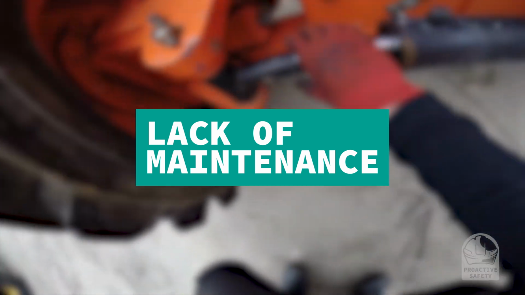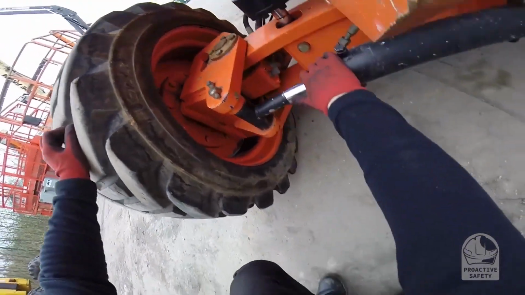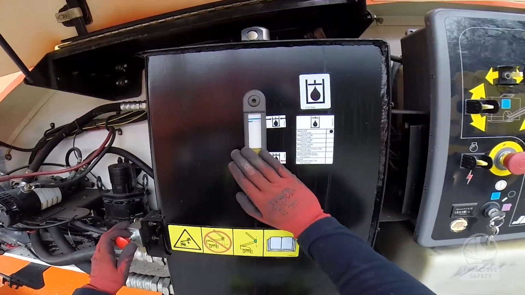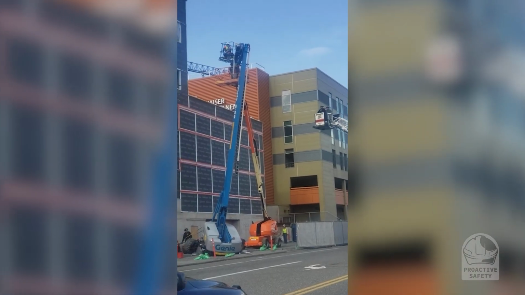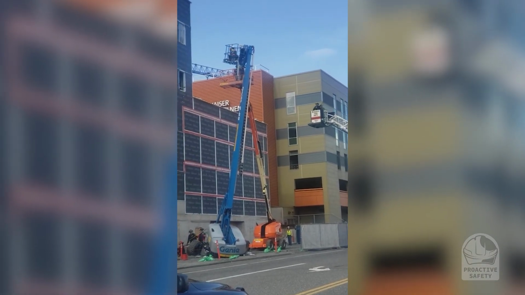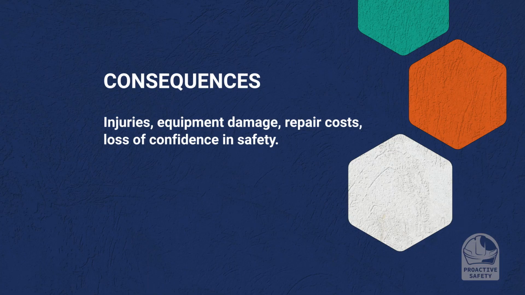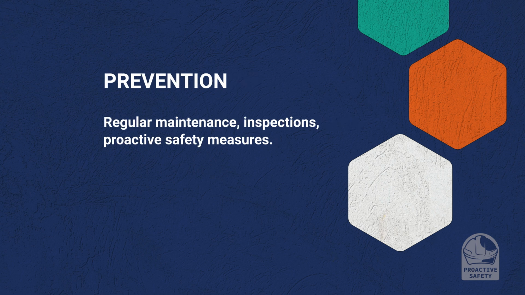Lack of maintenance. Risks: mechanical failures, safety issues, reduced efficiency. Example, a hydraulic failure due to lack of maintenance. Consequences: injuries, equipment damage, repair costs, loss of confidence in safety. Prevention: regular maintenance, inspections, and proactive safety measures.